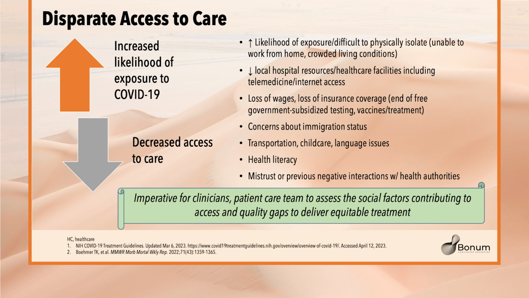The other factor to mention here is the shift towards telemedicine for providing healthcare. And we know that on an individual level, people not having access to the internet to be able to engage in that healthcare interaction. We also know that individuals had concerns about the loss of wages, loss of insurance coverage, and exacerbated by the end of the free government subsidized testing, vaccines, and treatments that were available. And for certain communities, even concern about immigration status, particularly among individuals in the Hispanic community.